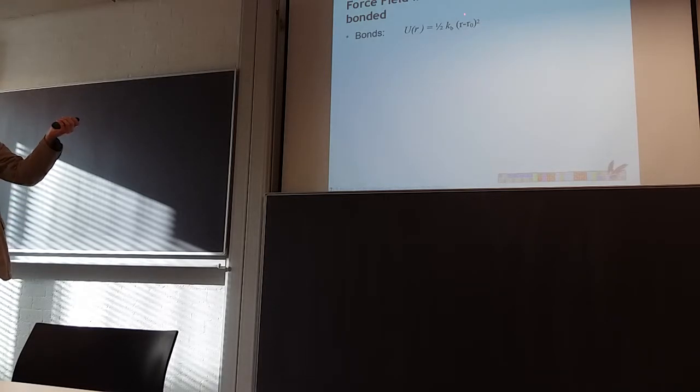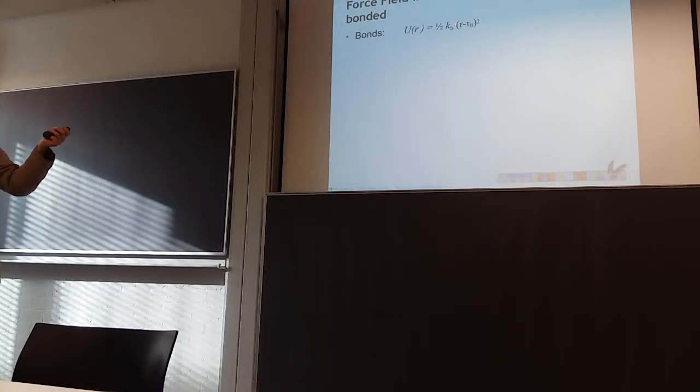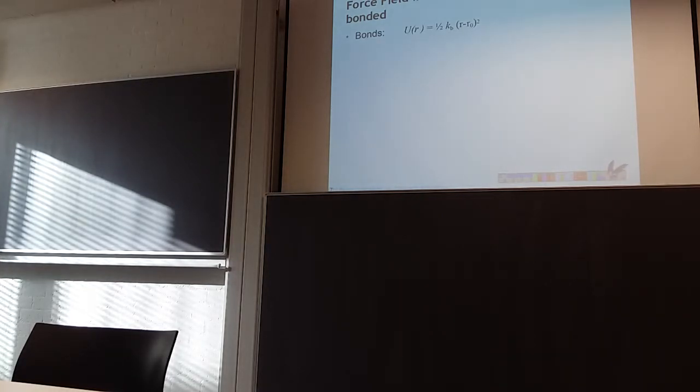And then if your actual distance deviates from that, your potential energy goes up with the square of the deviation. And then there's a force constant that describes how strong this interaction will be. And that depends, of course, on the type of atoms and the type of bond. Because if you have a single bond between two carbons, it's weaker than a double bond. So for a double bond, you need a higher interaction potential.